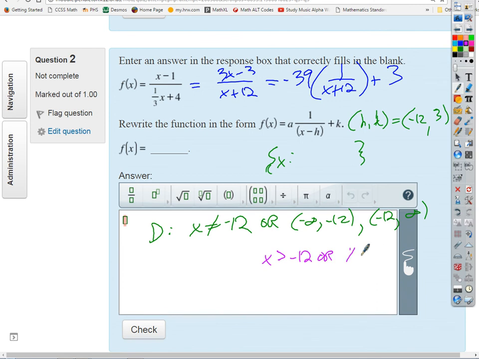There we go. X is less than negative 12, and the symbol for or would be like that. Okay, if you want to use math notation instead of the word. Okay.